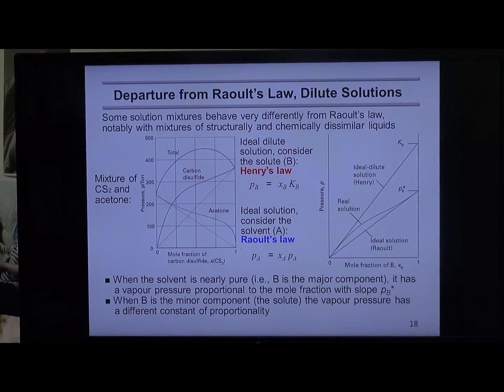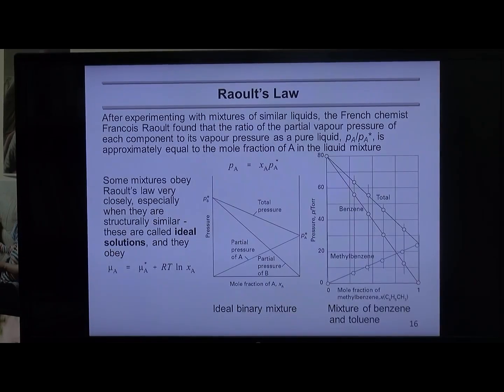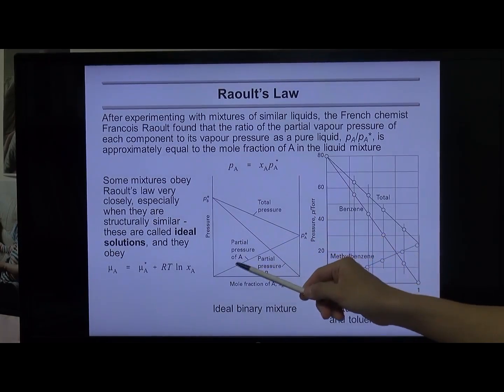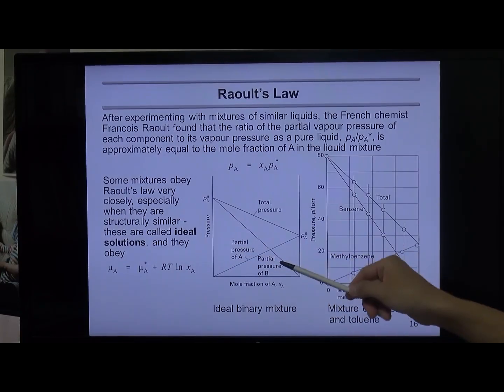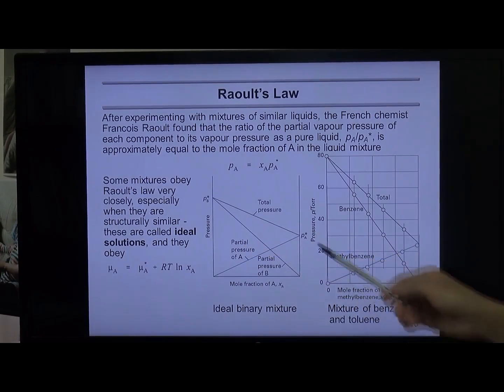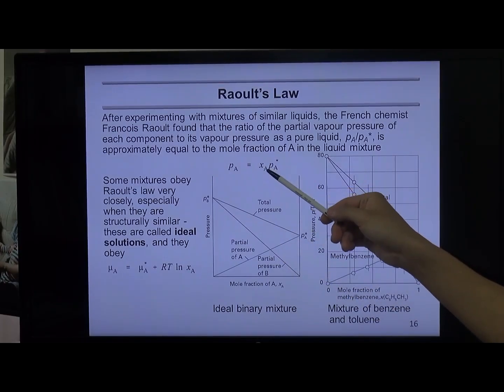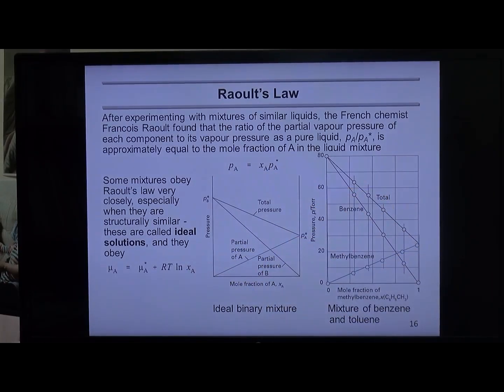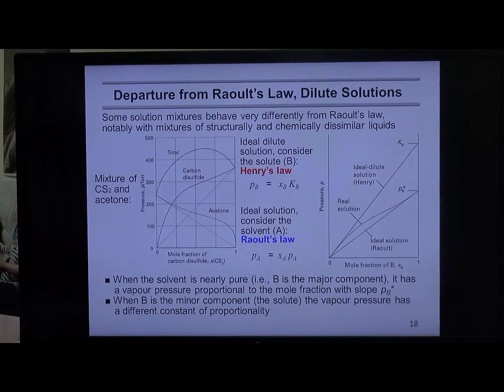So, if I summarize, for an ideal solution, both A and B, solvent, solute, whatever, follow this equation, the ideal solution or Raoult's law. For an ideal dilute solution, the solute, which is a small amount, follows Henry's law. On the other hand, the solvent follows Raoult's law.